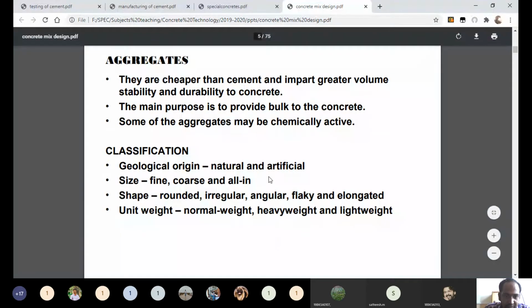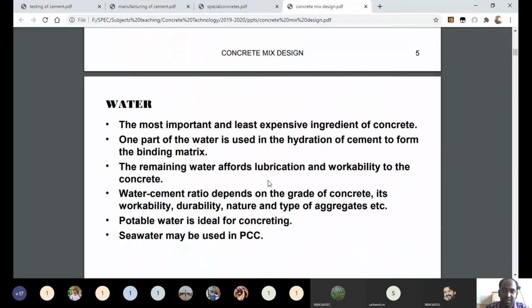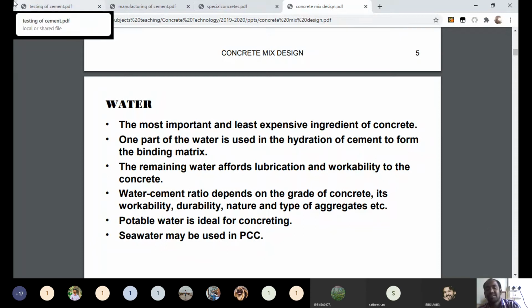And next, coming to water. Water is the most important and the least expensive ingredient of concrete. And water is used in the hydration of cement to form the binding matrix. The water used in concrete should contain certain properties, because water itself is a solution. We should not use even distilled water or pure water in concrete. Understand? So water should contain some distinct characteristics.